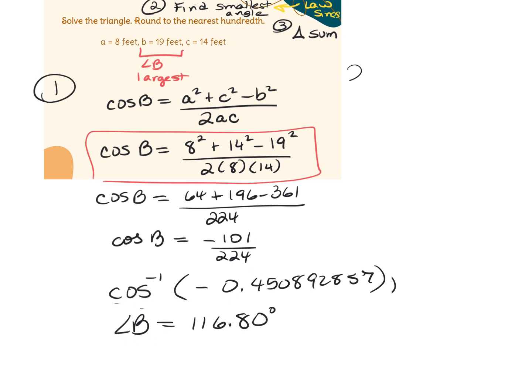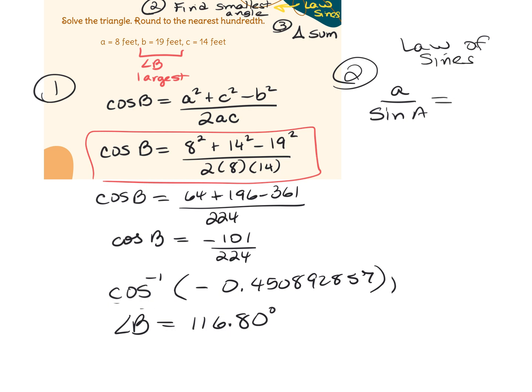Step number 2, we're going to use the law of sines. And we're going to look for the smallest angle. So this is where I'm going to go back to look at my sides again. My smallest side is the 8, so I'm going to find angle A next. So A over the sine of A. I'm using law of sines now. I don't have to use law of cosines twice. I'm only going to do it once.